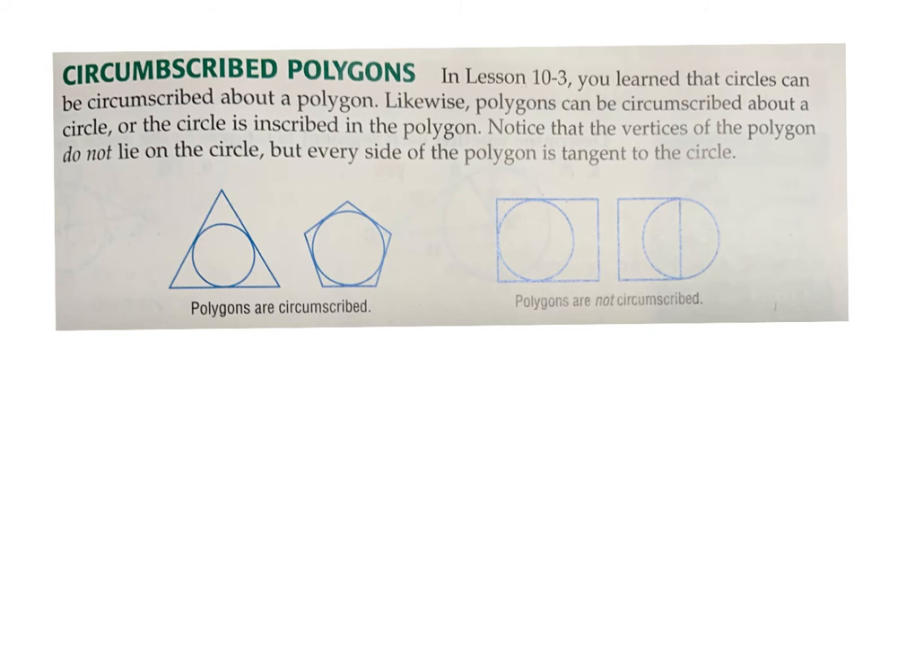So circles can be inscribed inside a polygon. Polygons can be circumscribed about the circle or inscribed inside a circle. So it can happen either way. On the left-hand side, the polygons are circumscribed, right? Because the circles are inscribed. These are not circumscribed because the circle does not touch every piece. So the vertices of the polygon do not lie in the circle, but every side of the polygon is tangent to the circle. So in order for the polygon to be considered circumscribed about a circle, every single side of the polygon must be tangent to the circle.